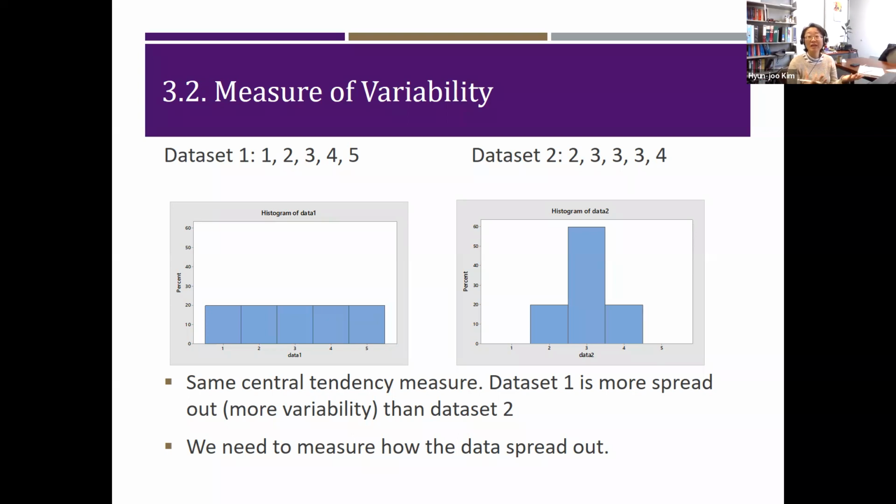So you would say data set 1 has more dispersion or more variability, and data set 2 will have smaller dispersion compared to data set 1 and smaller variability. To make a long story short, the central tendency measure together with a variability measure will be really helpful to describe the data set. So we'll talk a little bit more about the measures that we can use to measure how spread out the data set is.